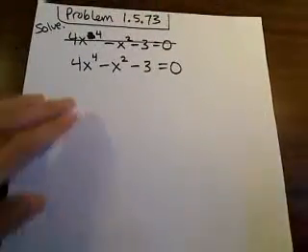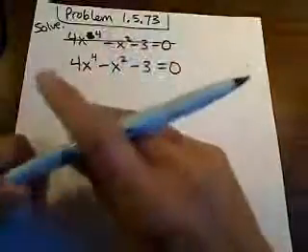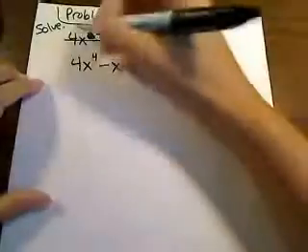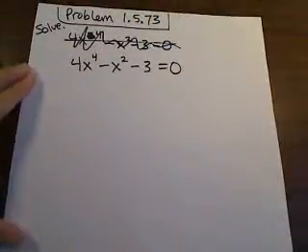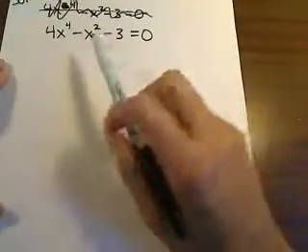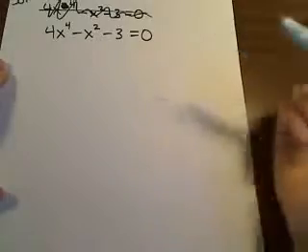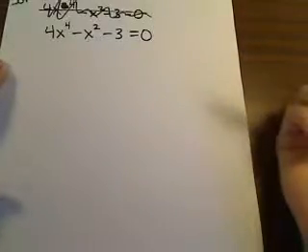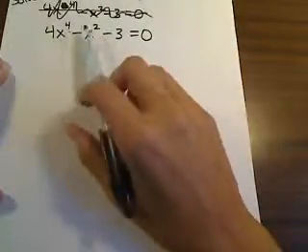Okay, so this is problem 1.5.73. They ask us to solve, and I just kind of messed it up right there, but it's 4x to the fourth minus x squared minus 3. And so, if you were looking at something like this and it didn't factor, you would want to stick it into the quadratic formula. Because this is of a quadratic form.